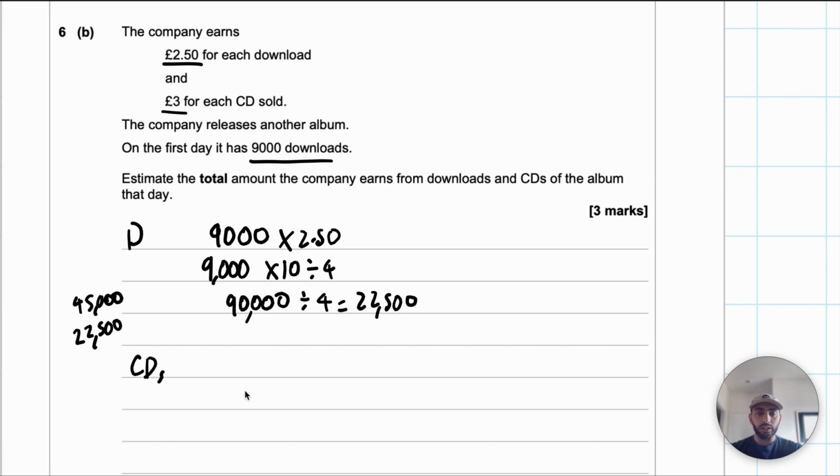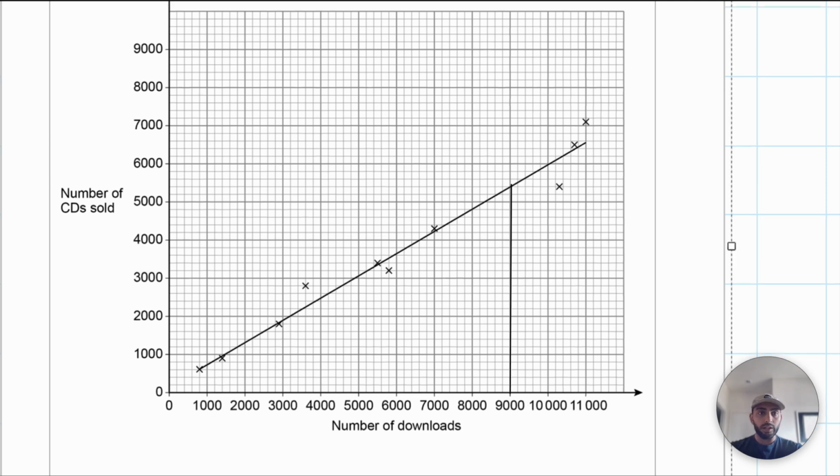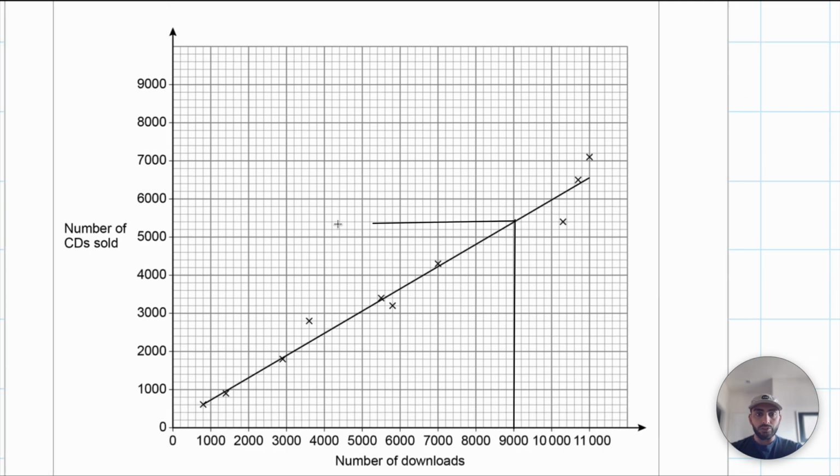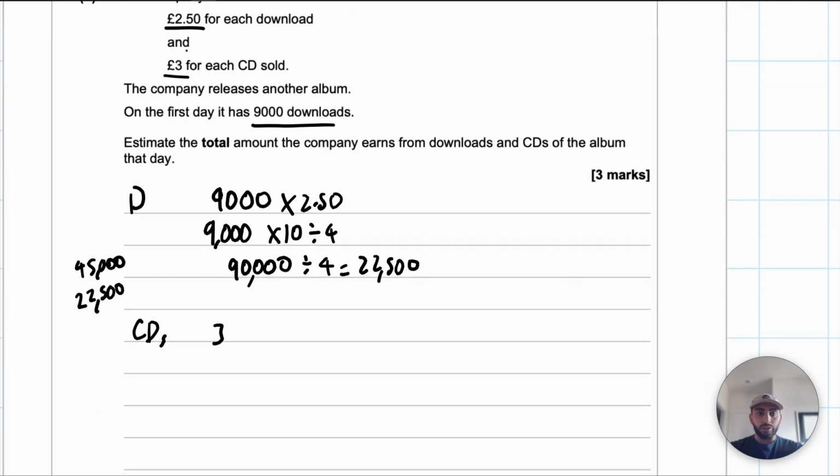So we know each CD costs £3, but we don't know how many CDs have sold. So we're going to have to use this information and the table to help us with that. It tells us that 9,000 downloads of that album have happened on that first day. So we'll draw a line going up from 9,000. Then we'll draw a line across from there. And that would be at 5,400, because each gap is worth 200. There's 5 gaps between them. So 5,400 CDs sold. So 3 multiplied by 5,400.